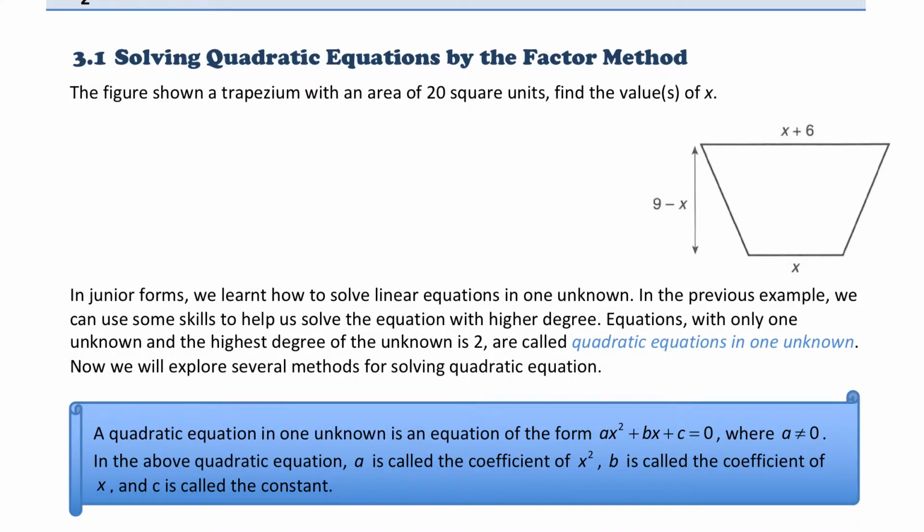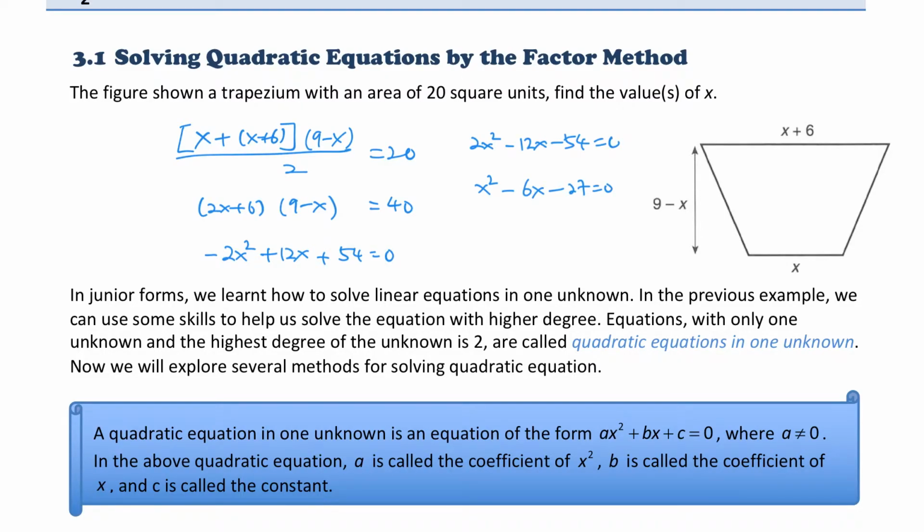If we have a trapezium, the area of this trapezium is equal to 20 square units. I want to find the value of x. So what can we do? Maybe we can solve the equation. The area is equal to upper base plus lower base times height divided by 2, which is equal to 20. Simplify it. Then you can multiply 2 on both sides and expand it, and we can find this equation.